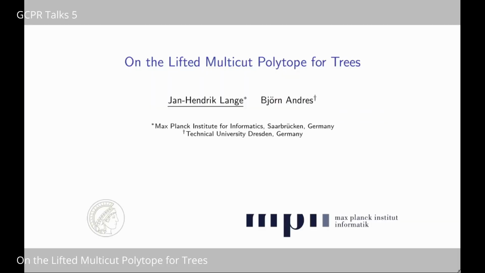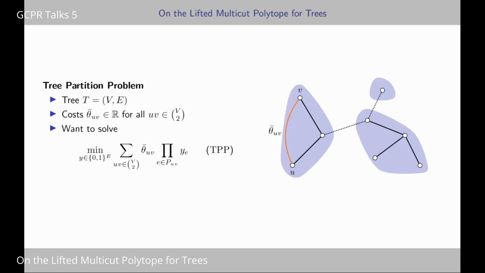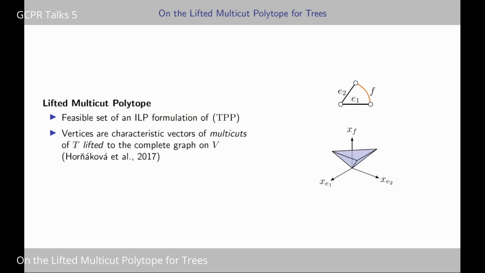In this presentation, we're going to talk about the following tree partition problem. Given a tree T and real valued costs for each pair of distinct nodes, we want to find a partition of T that minimizes the sum of costs for all pairs that are in the same component. It is written as the minimization of a multilinear polynomial over binary variables, where each monomial corresponds to a path in the tree.